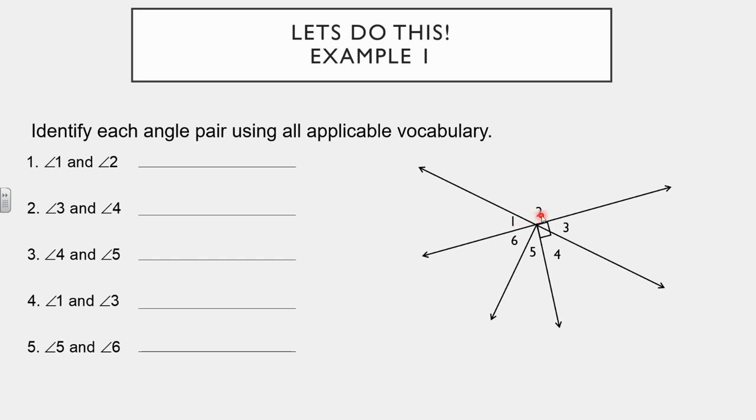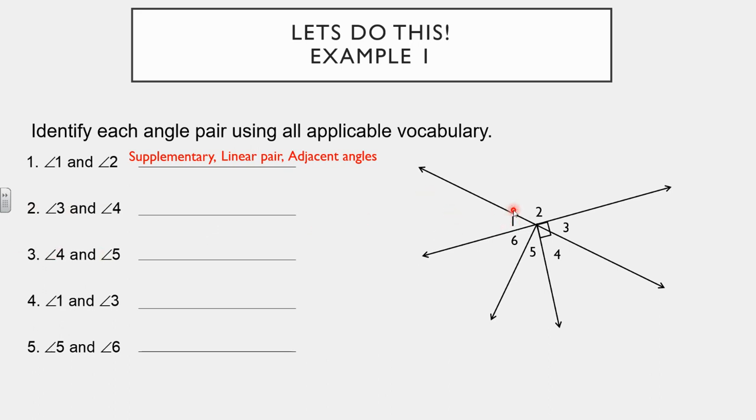First and foremost, they are supplementary. They are on a straight angle. Angle 1 and angle 2 add up to 180 degrees, so they are supplementary. But there's more to it. What else are they? They are also a linear pair. Angle 1 and angle 2 are adjacent angles that also add up to 180, so that criteria fits what a linear pair is all about. And they're also adjacent angles, right next to each other.